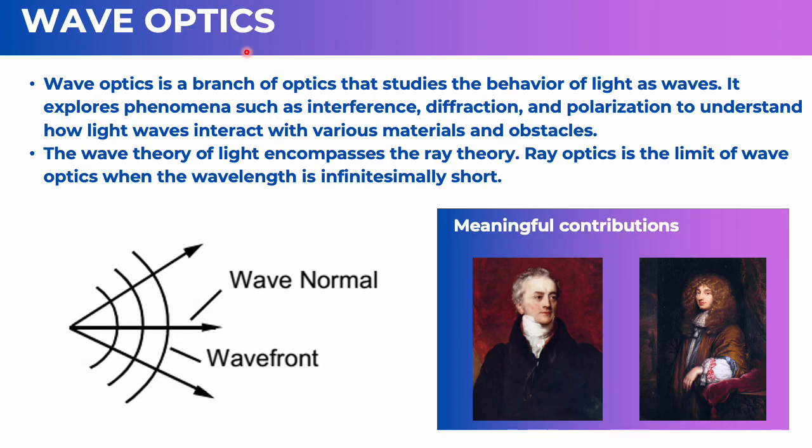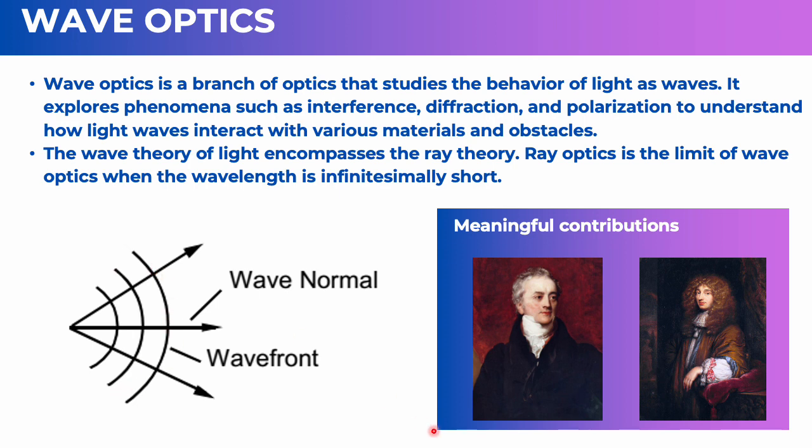So wave optics is the branch of optics that studies the behavior of light as waves. It explores phenomena such as interference, diffraction, and polarization. The wave theory encompasses the ray theory. So ray optics is the limit of wave optics when the wavelength is really small, or when the wavelength is comparable to the dimension of the object that is next to it. So this is an example spherical wave. This is the wave front. So this is how the wave propagates, and then there is a wave normal, which is normal to the surface of the wave.